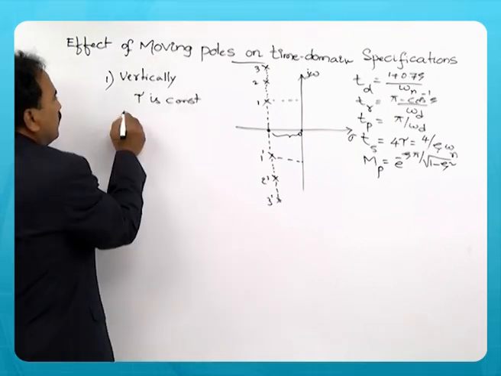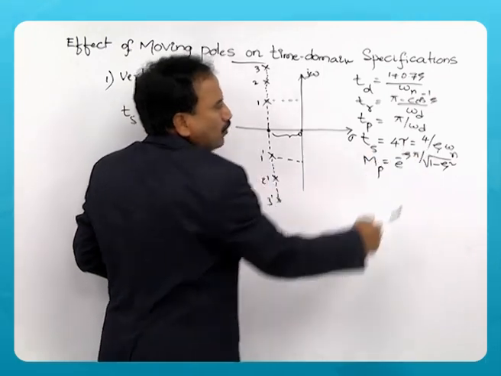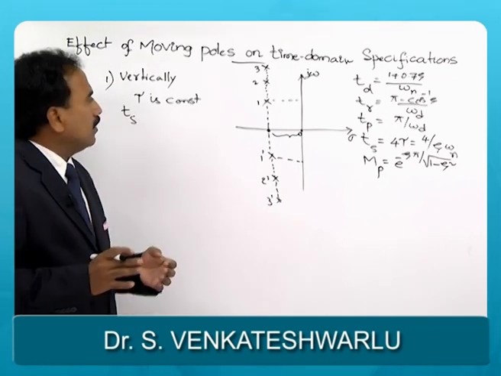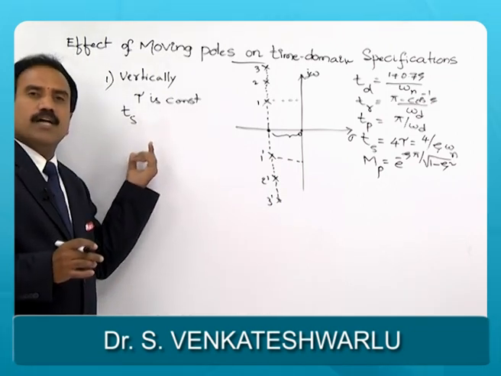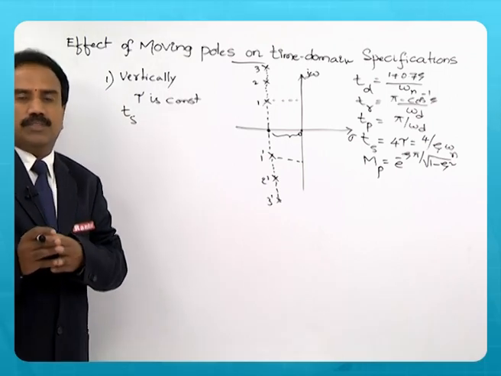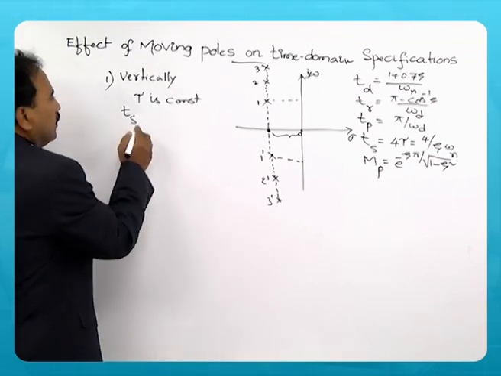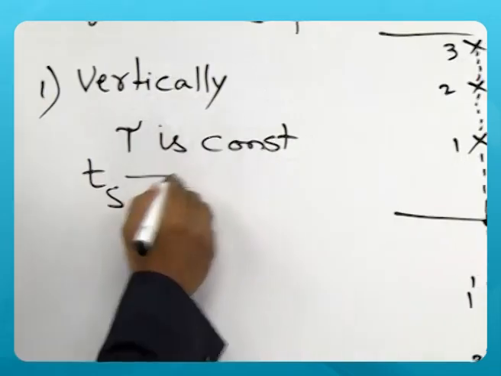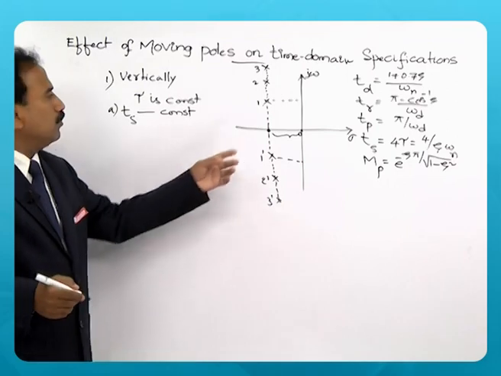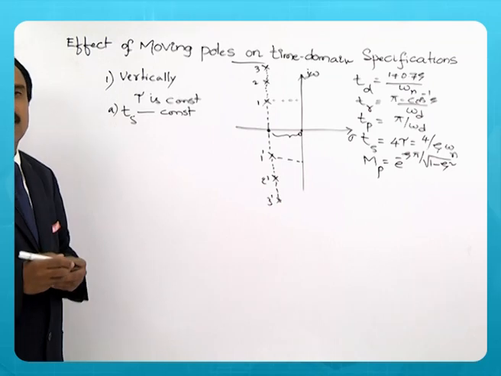So, we can say that the settling time Ts, given by 4 tau or 4 by zeta omega n, remains constant. So, there is no effect on settling time, which is the time required for the response to settle, to stay in the stable region, in the steady state part. So, there is no change in the settling time, so Ts is constant. This is the first effect of moving poles along the vertical axis.